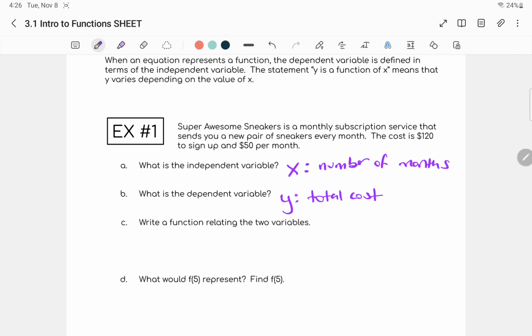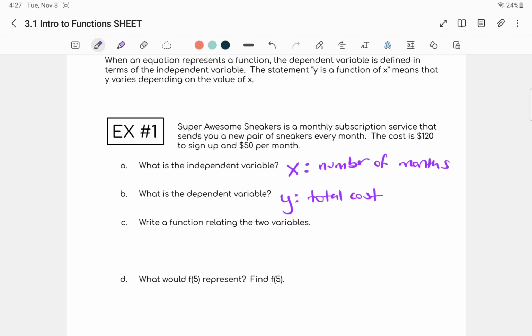So again, how did I define my independent and dependent? Well, I thought about what was changing in this situation, right? That would be the months that I'm subscribing, and that would be what I'm paying. So then how do I know which one is which? Independent is usually time. It happens no matter what. So our months is our x, and our total cost is depending on how many months we have it. So that's our dependent variable.